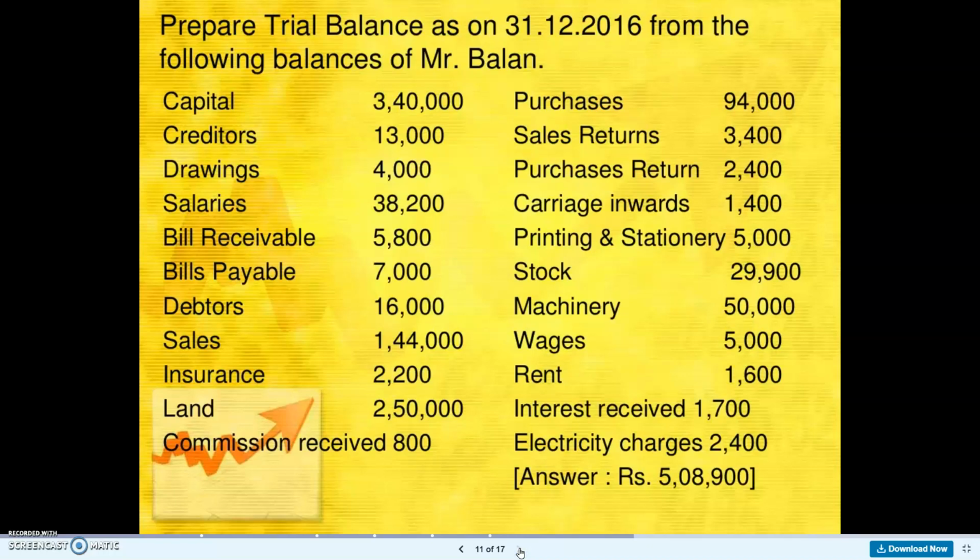So here there is a question given. Kindly try to prepare a trial balance out of it. The answer is given here below. It should be like this: 508,900. The total of the debit and credit columns should be this much.